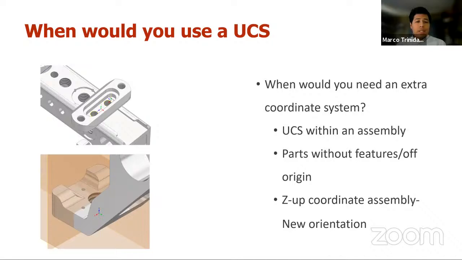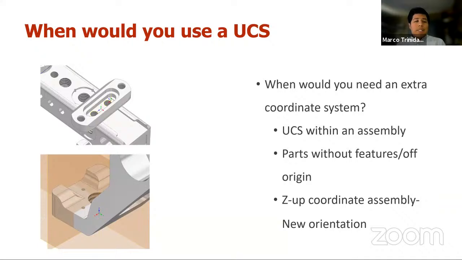So we're gonna start off with when would you use a UCS. Overall, within an assembly you could use it for a constraint, both to constrain just your parts, as you can see in this slide, and also to constrain your assembly to a new coordinate system. As you can see in that bottom image right there, we have a Z up coordinate system.